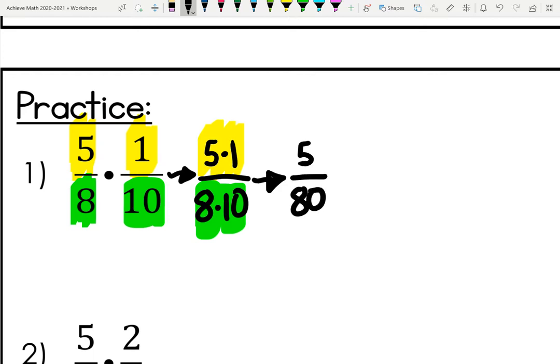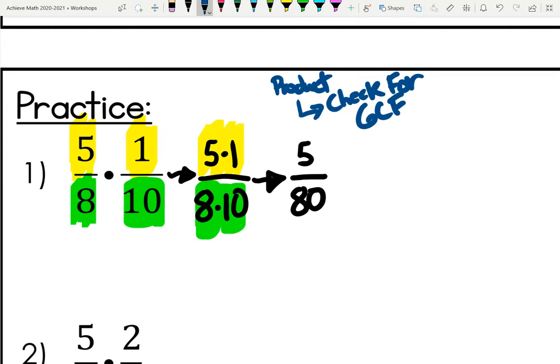80. Now this is called the product, but this product is not simplified. We have to make sure that whenever I'm turning in an answer, it's the lowest representation of that value. Basically, what this means is when I have my product, I need to check for the GCF. So I'm going to go ahead and examine. Again, I'm looking at the numerator, 5, and the denominator, 80.